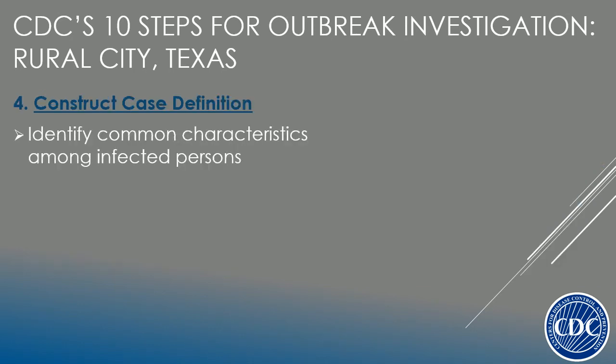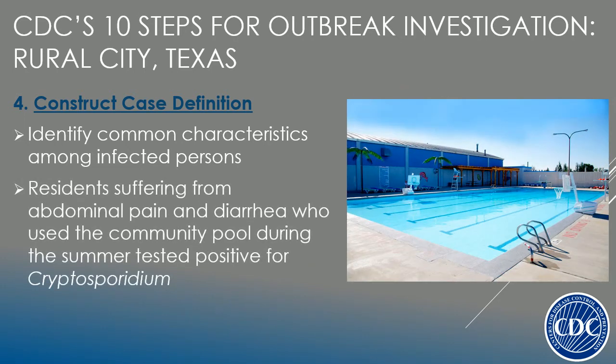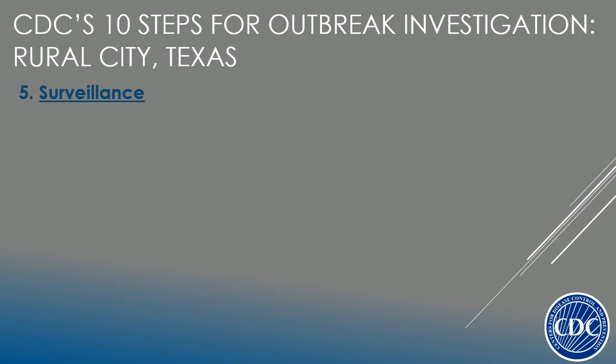Fourth, the team constructs a case definition after verifying the diagnosis and identifying common characteristics among the infected persons. That is, residents from the neighborhood suffering from abdominal pain and diarrhea who use the community pool during the summer months are infected with Cryptosporidium.